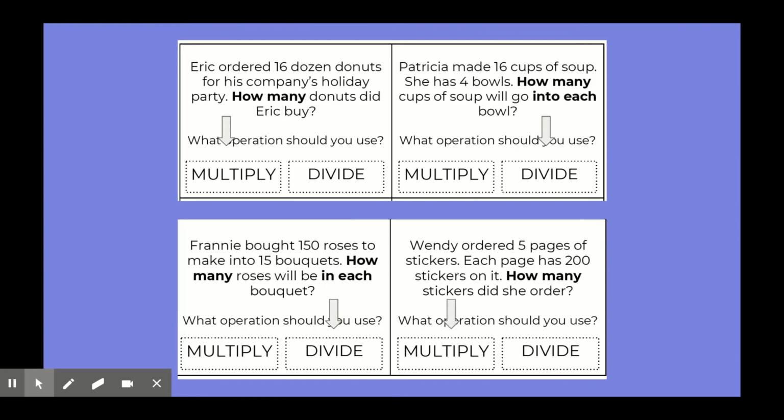So we multiplied, okay? We'll practice this some more in class today, so don't worry. We will go over it more in depth, all right?